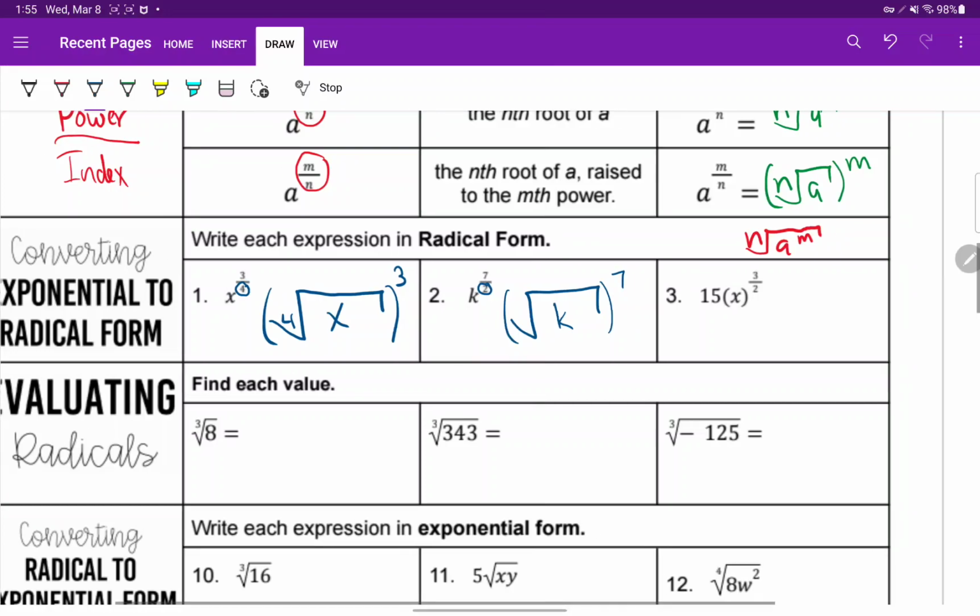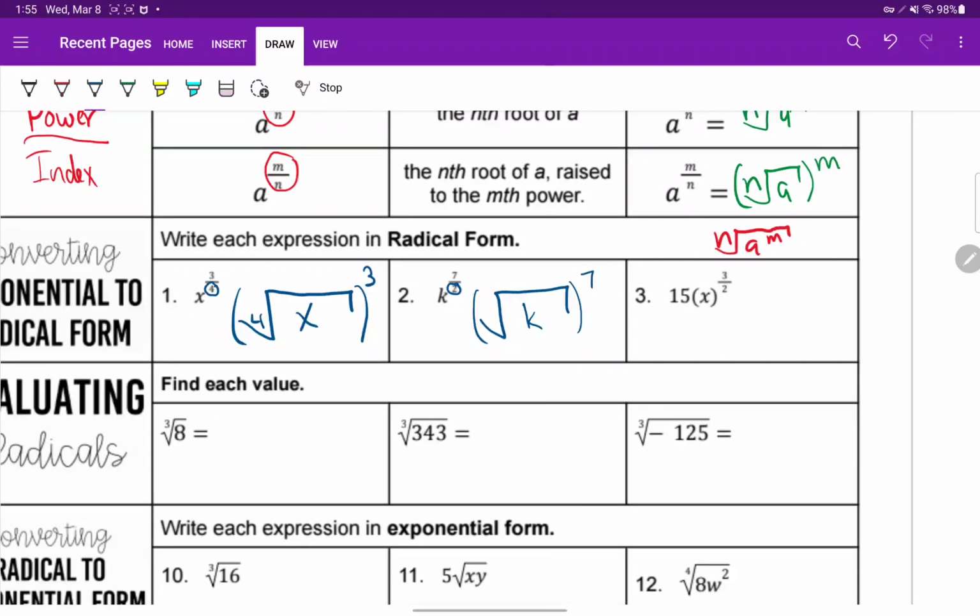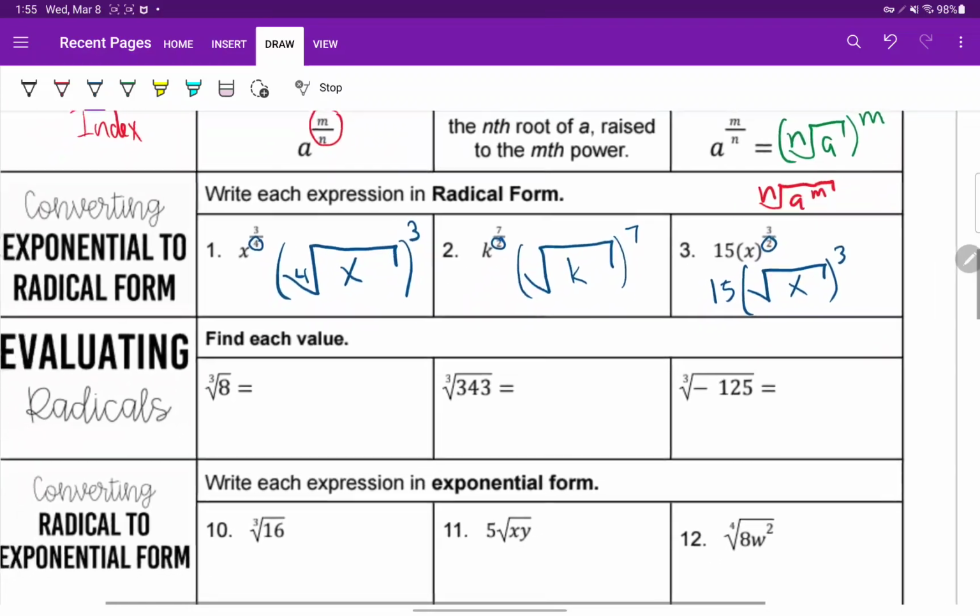And last, for number 3, we can see that 15 is not inside the parentheses. So that 15 is actually outside of the radical. So inside the radical is x. Again, we have another index of 2. So if you want to put the 2, you can, but it's understood to be a square root. And then my power here is 3. So 15 square root of x cubed.